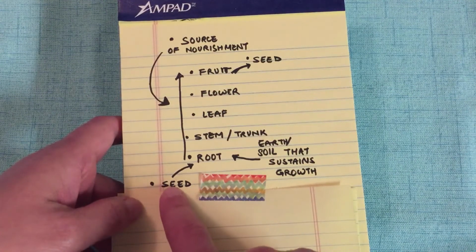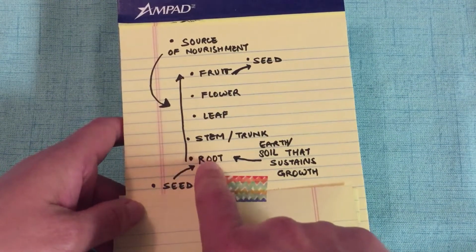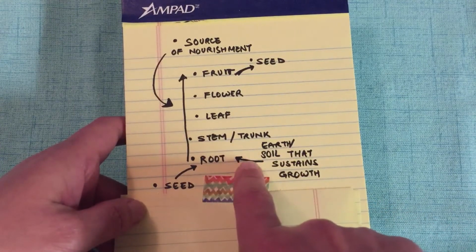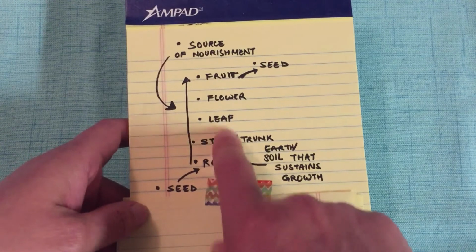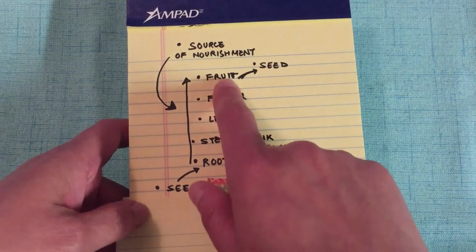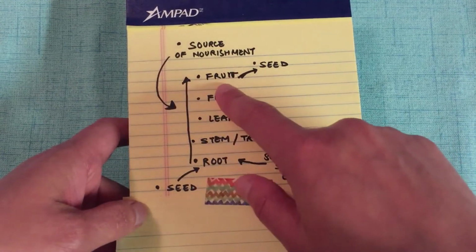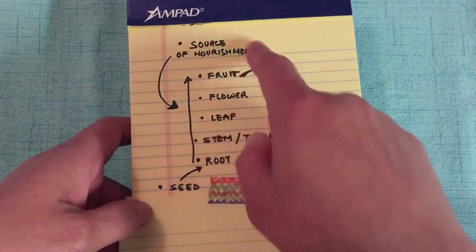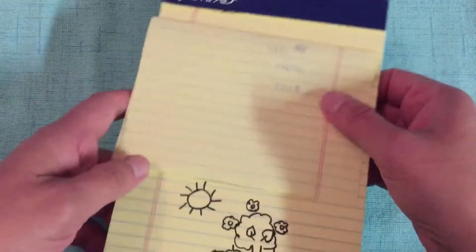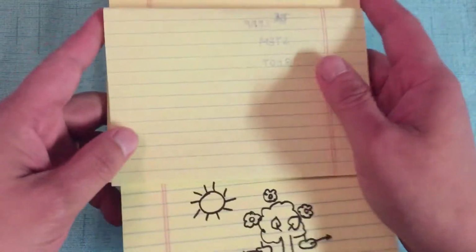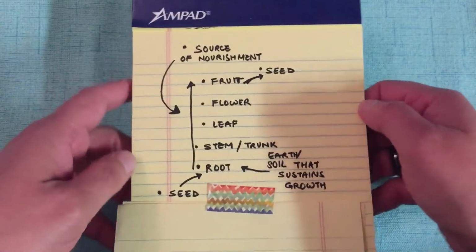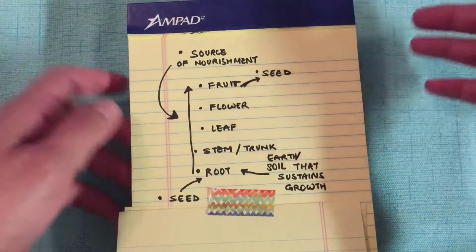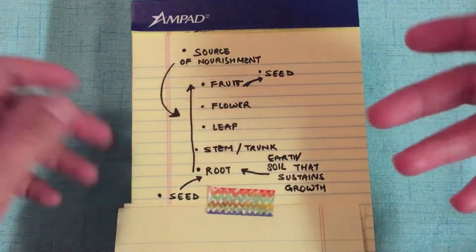So we have seed, and from that seed, we plant it and it takes root, and you have earth or soil that sustains the growth, and then it grows. We have the stem, we have a leaf, we have a flower, and the fruit, and of course the fruit gives out a new seed, and all of this has a source of nourishment, which in this drawing is your sun, right? So I'm going to use this as a sort of template, and we're going to talk about stuff.